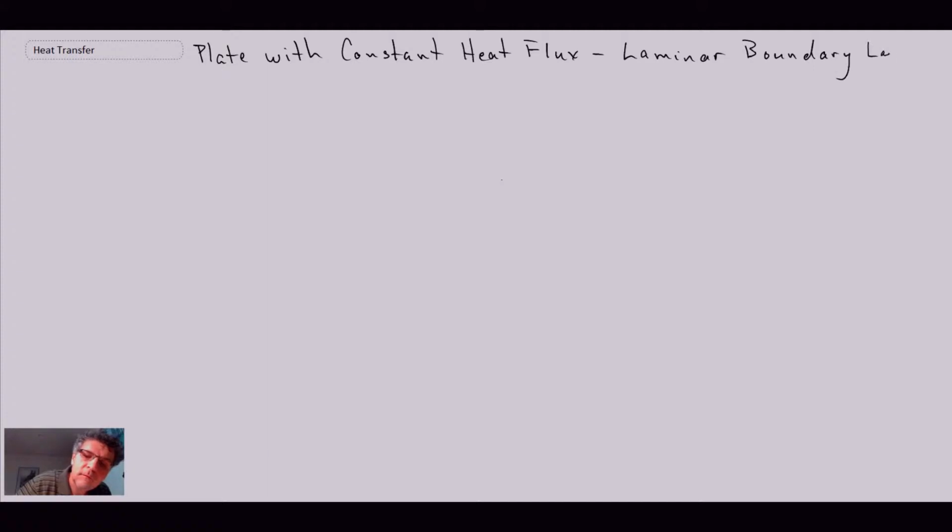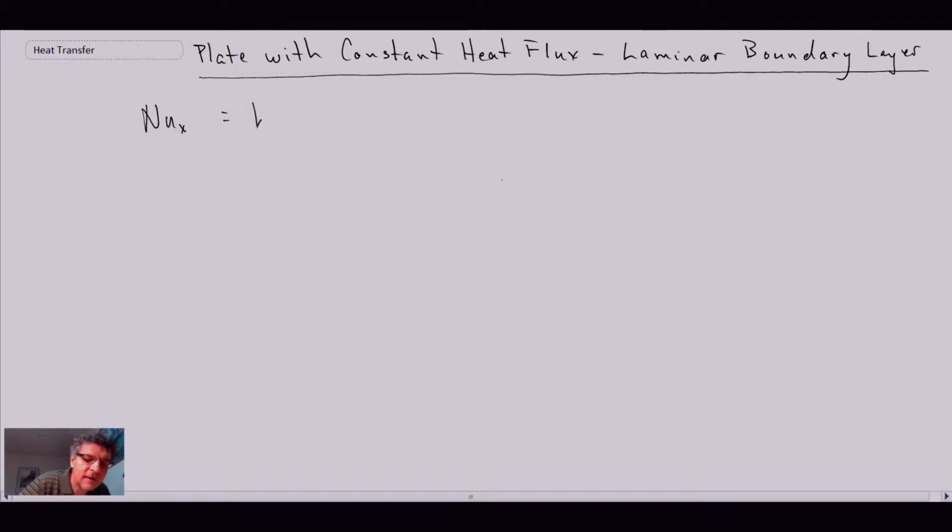Okay, in this segment we're going to look at a couple more expressions for the convective heat transfer coefficient or Nusselt number for laminar boundary layer flows over flat plates. And in the last segment we looked at the case of an isothermal plate. We're now going to begin by looking at a plate with constant heat flux. Okay, so the expression, the Nusselt number for a plate with constant heat flux is as follows.